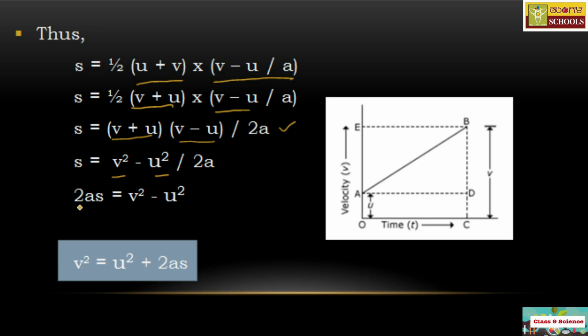So you will get 2as is equal to v square minus u square, and hence you keep v square here, sending u square to this side and rearranging, you will get this relation: v square is equal to u square plus 2as. So this is the third equation of motion.